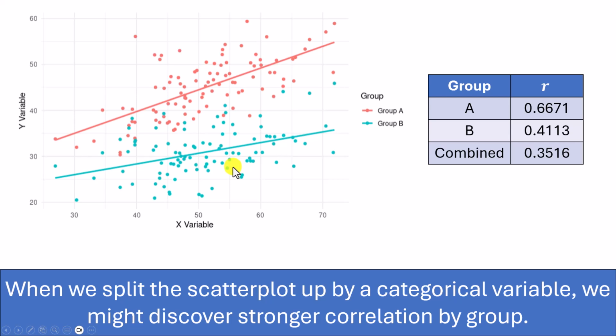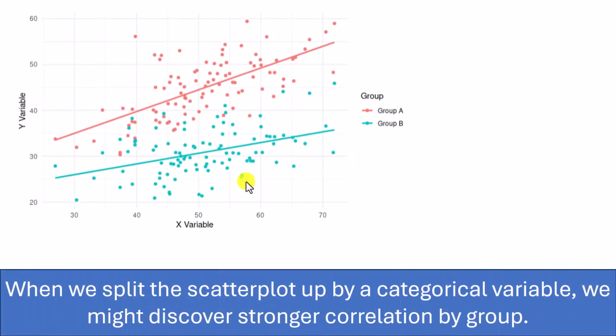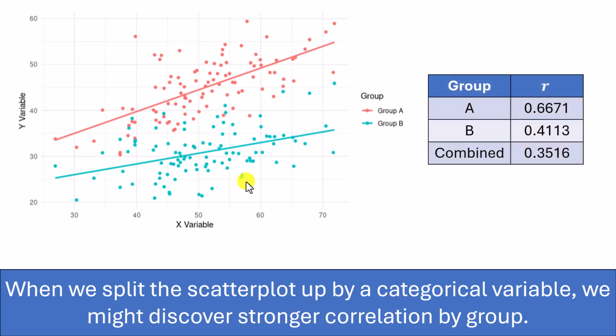So the idea here is that even if you see your scatterplot and it seems like there's not really much of a correlation, perhaps if you split this up by some categorical variable, you might be able to see some sort of relationship that's a little bit stronger than if you hadn't done it that way.